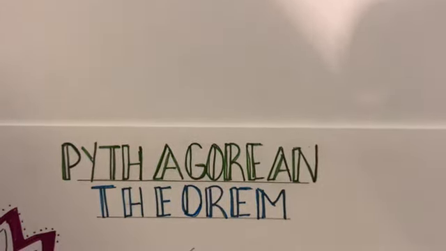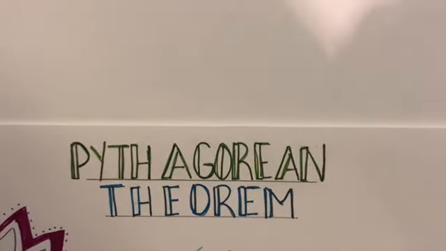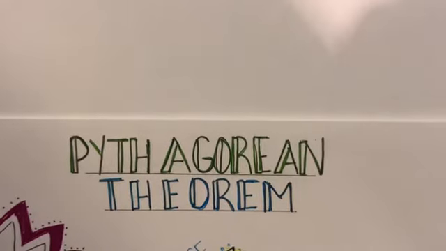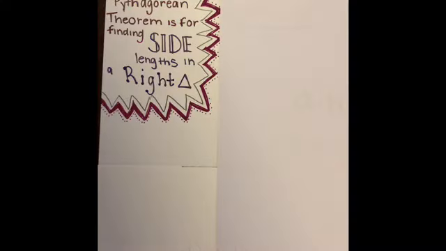Hi guys, in today's video we are going to explain how to prove the Pythagorean theorem and its converse. To start, we need to remember that the Pythagorean theorem is for finding side lengths in right triangles. To use the Pythagorean theorem, we need to know parts of a right triangle.